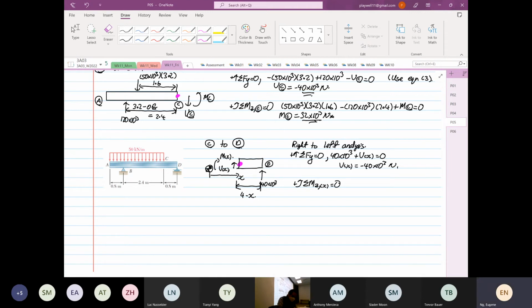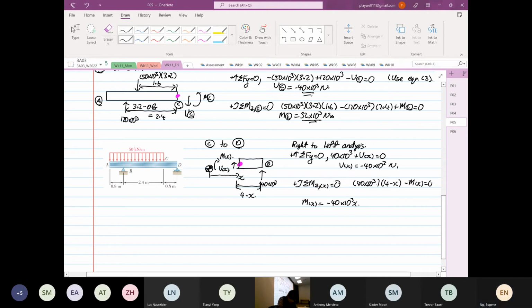So this will be anti-clockwise, 40 times 10 to the power 3. Then we have 4 minus x, minus M as a function of x, the whole thing is equal to 0. So M as a function of x is equal to minus 40 times 10 to the power 3 x, and plus 160 times 10 to the power 3. Okay.